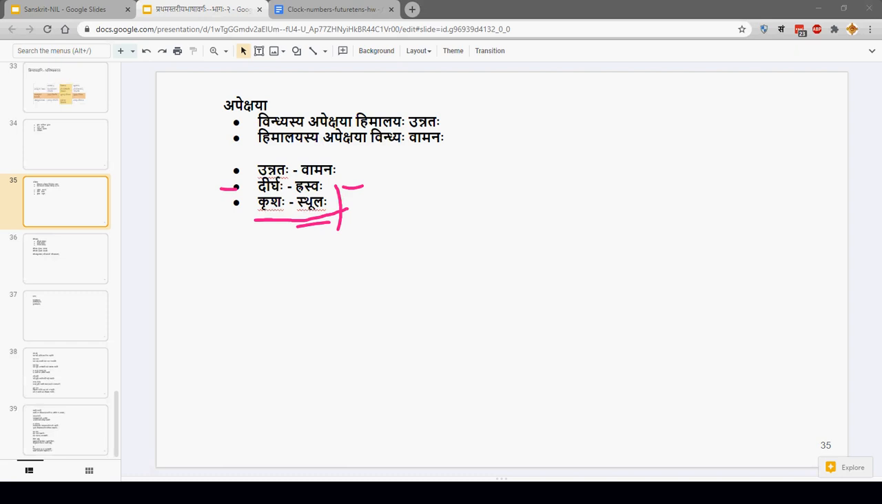Balakasya apekshaya vrikshah kritah. बालकस्य अपेक्षया वृक्षः दीर्घायम्.